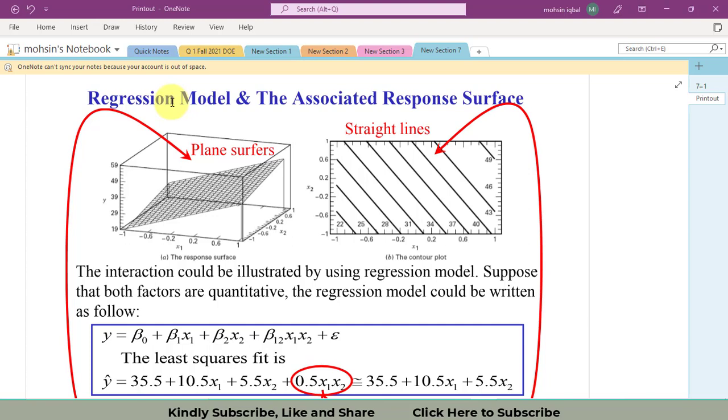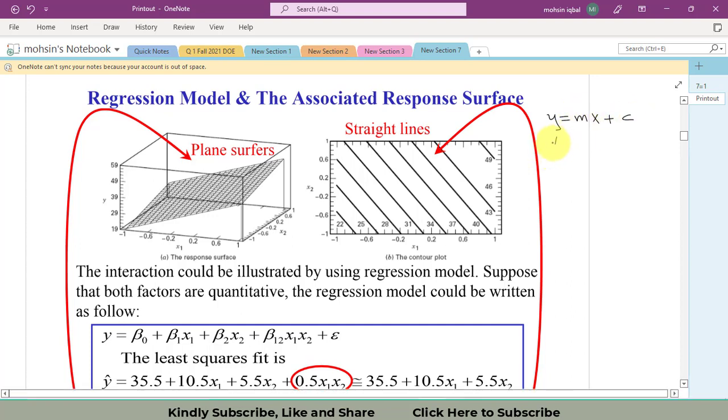So let's write a simple regression equation. You have studied the regression equation maybe in matric or FSc: y is equal to mx plus c. Here y is our dependent variable, m is the slope of the line, x is the independent variable, and c is the constant, which we call the y-intercept. We make regression equations in design of experiments very frequently in order to statistically find the effect of various factors on the response variable.